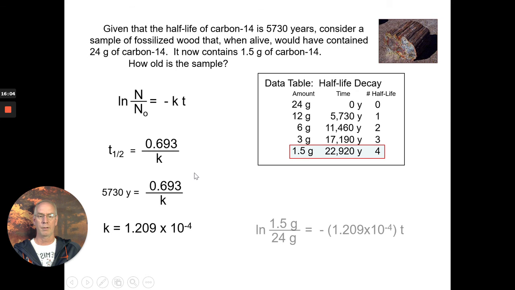Now we're going to plug into the equation. The original amount is 24 grams. The ending amount is 1.5. I know the value of k. I can now calculate the amount of time that has passed. So I have to say 1.5 divided by 24, take the natural log of that, divide by negative 1.209 times 10 to the negative fourth, and look, I get pretty much exactly the same answer.